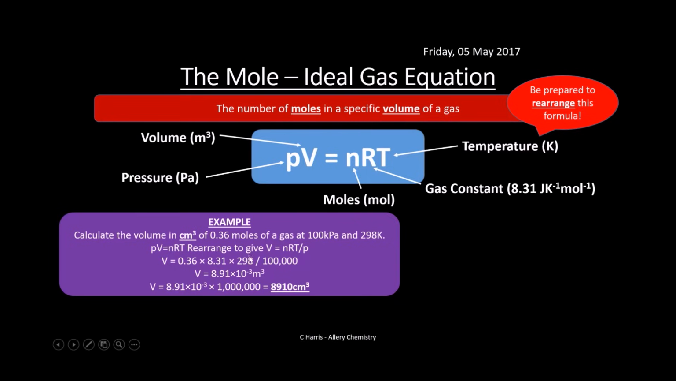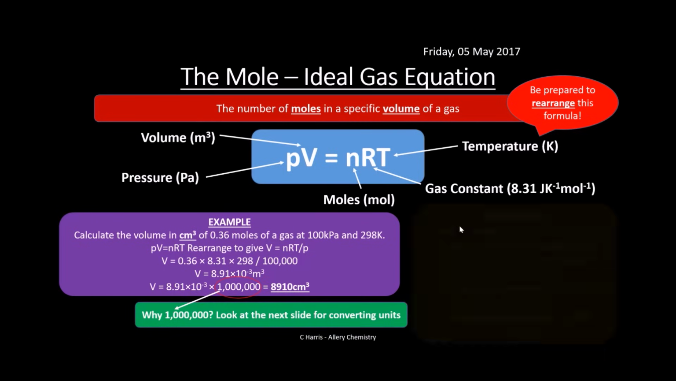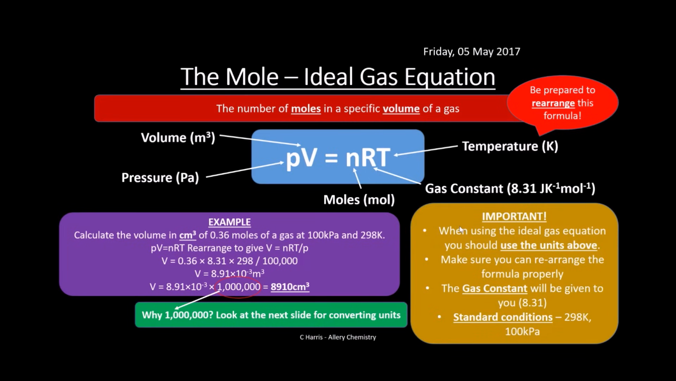Again, I'll show you a little bit later on why we multiply by 1,000,000. But there's our volume in meters cubed, multiplied by 1,000,000, and we get it in centimeters cubed, 8910 centimeters cubed. Okay, so let's look at converting units on the next slide. But the important things for the ideal gas: make sure you use the units above, they're the standard units. Make sure you can rearrange it as well, that's really important. The gas constant will be given to you. Standard conditions are 298 Kelvin and 100 kilopascals, that's pretty important.